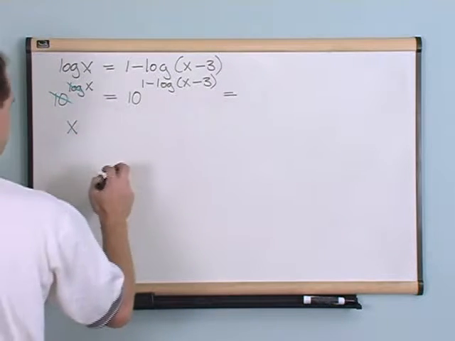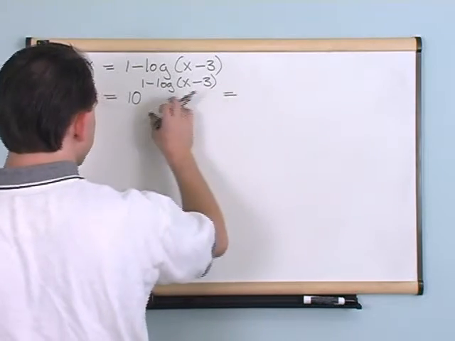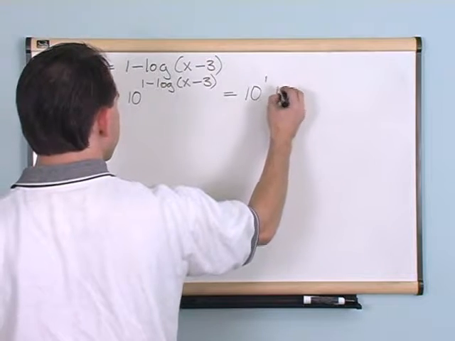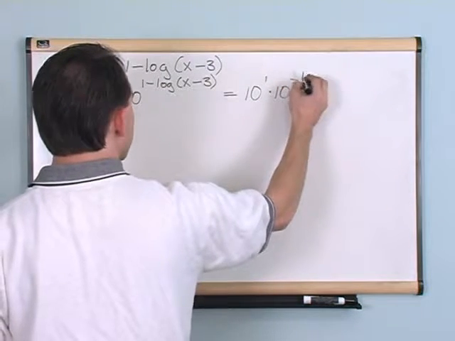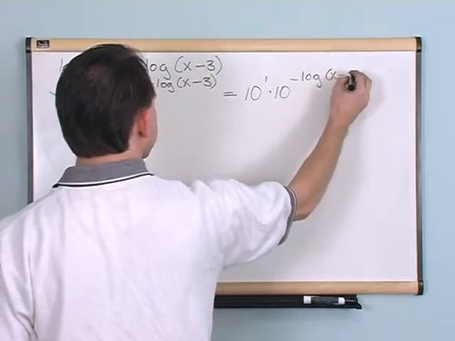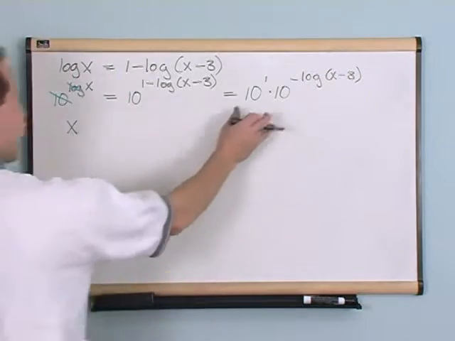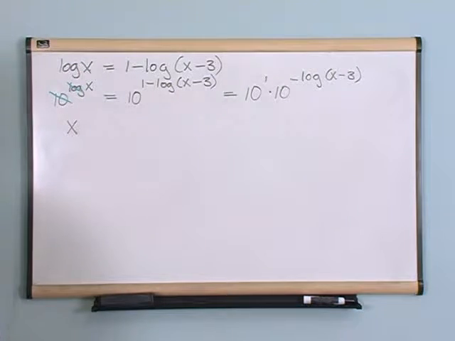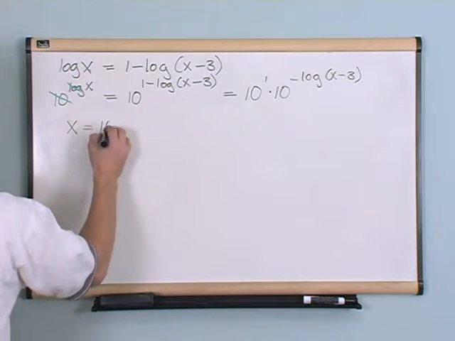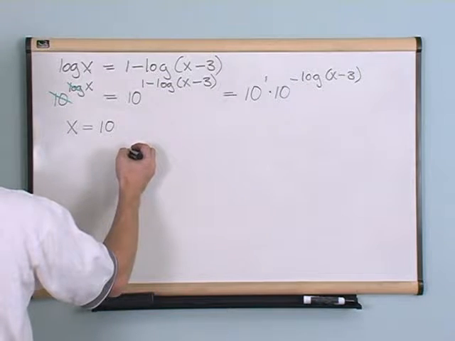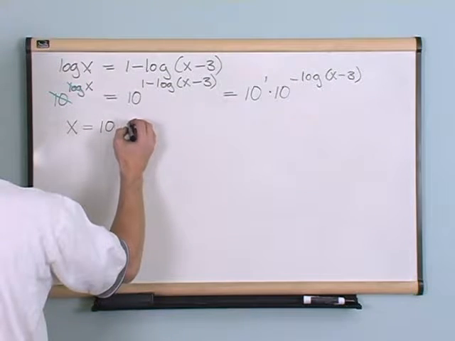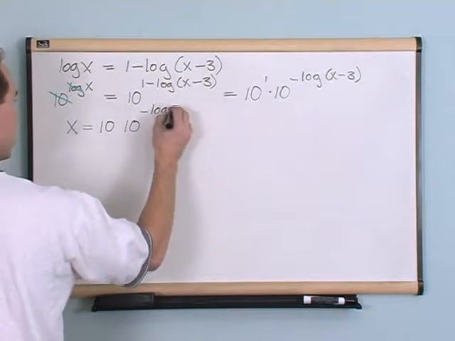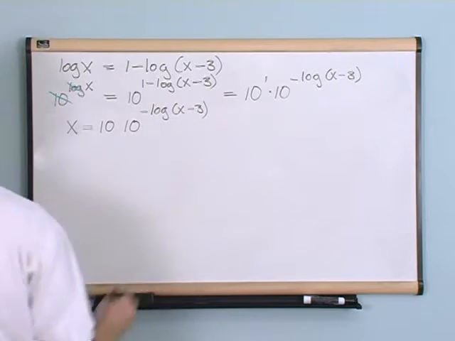On the right-hand side of the equation, I have to do a little bit more work over here. First thing I'm going to do is I'm going to write this as 10 to the 1 power times 10 to the negative log of x minus 3. Okay? Because I have the same base here, I can just add these exponents, which is what I started with. So that's totally legal. So I'm going to have 10, okay, times 10 to the minus log of x minus 3.